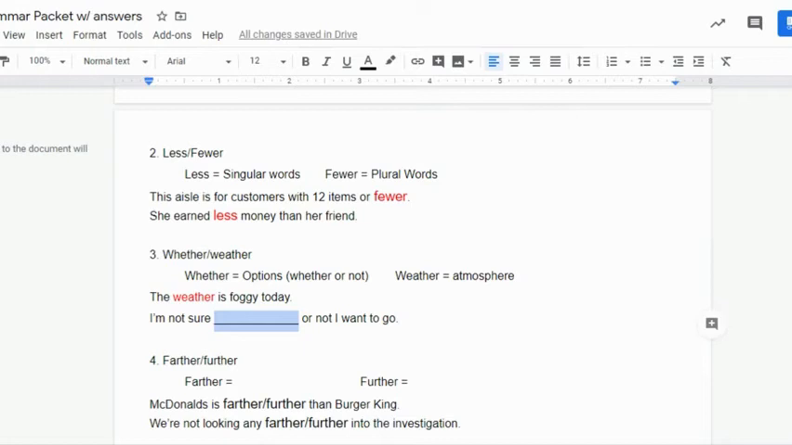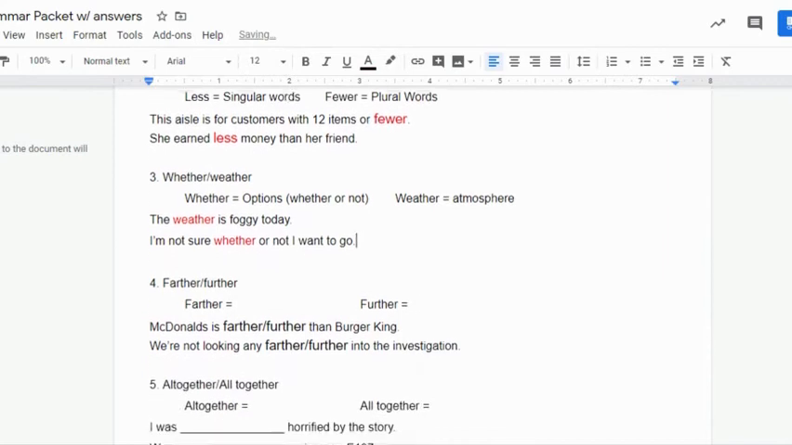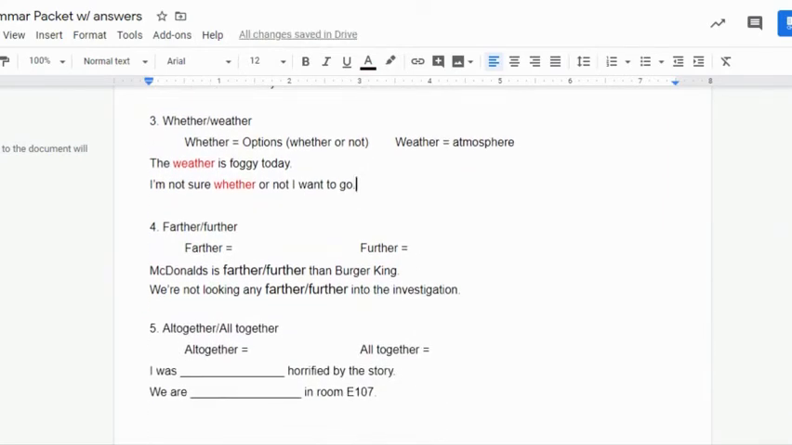I'm not sure whether or not to go. This can be your WHETHER. Again, I think majority of us know this rule. We just don't always pay attention. We're lazy with our spelling, so make sure you got that one.